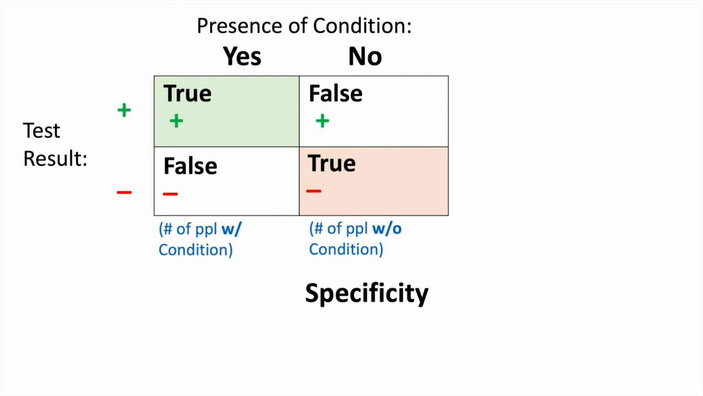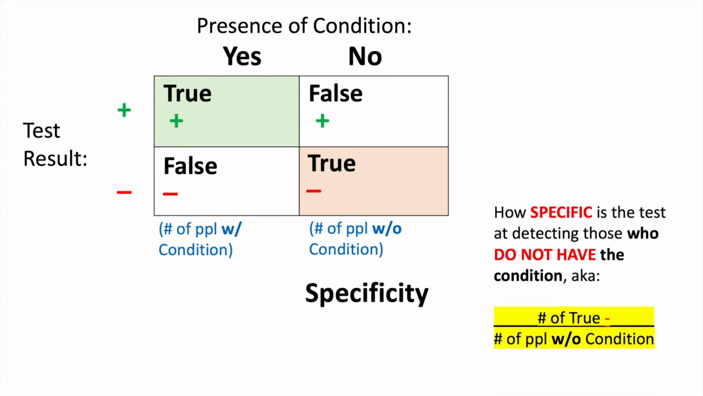For specificity, I think of how specific is the test at detecting those who do not have the condition. So number of true negatives divided by number of people without the condition. The group, or denominator in this case, is the number of people without the condition. This is essentially saying, out of everyone who really does not have the condition, so the sum of these 2, how many were able to be detected by the test, which should be a negative test result.